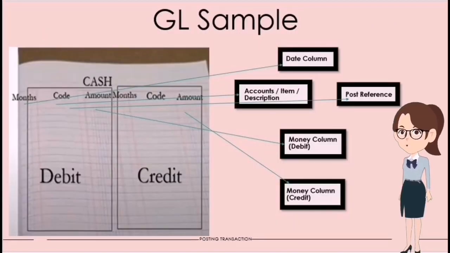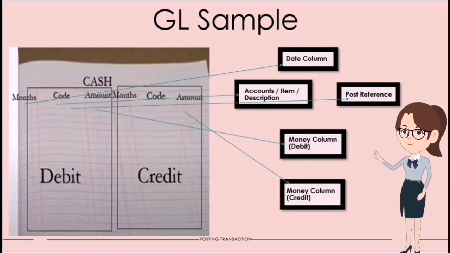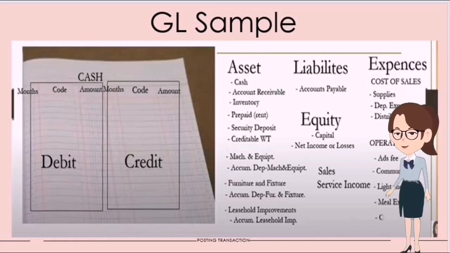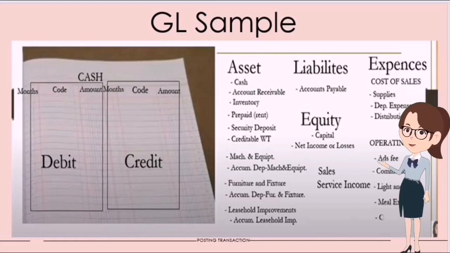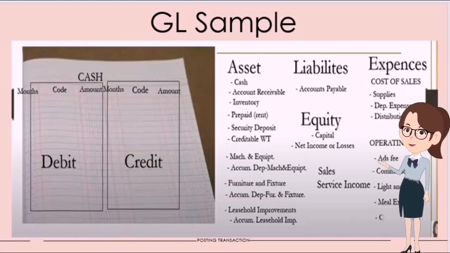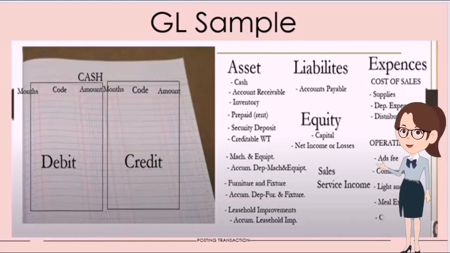General ledger sample. In these slides you can see both sides of the ledger, the debit and credit. For this account, the sample used is cash, showing both sides: date column, description, post reference, money column for debit and money column for credit. Next sample shows the general ledger account specifications such as cash, accounts receivable, inventory, prepaid rent, security deposit, creditable WT, accounts payable and many more.